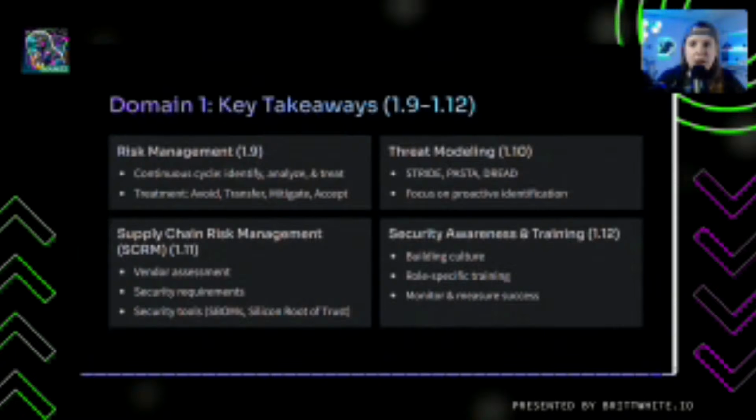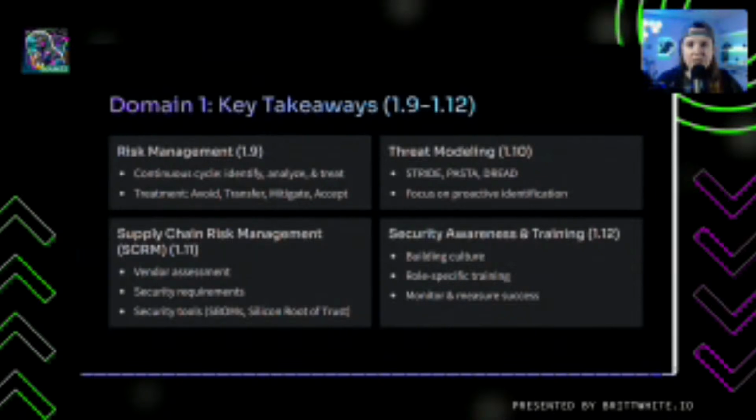Next, we had the supply chain risk management. In today's interconnected world, your security is only as strong as your weakest supplier. We need to carefully assess and monitor our vendors, set clear security requirements, use tools like Silicon Root of Trust and Software Bill of Materials to ensure security.